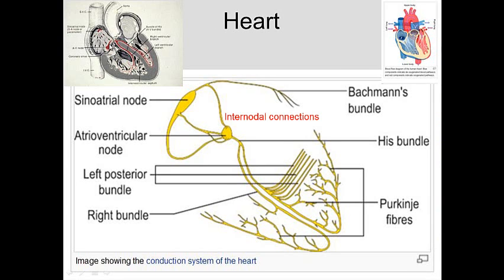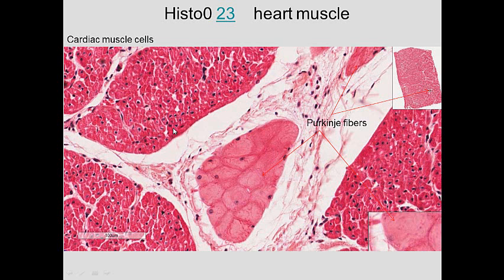So if you look at the heart, you can see they have the SA node, the AV node, and then you have these fibers that go down here. This is the bundle of His that comes down here, and these are Purkinje fibers. Purkinje fibers cause both ventricles to contract at the same time.